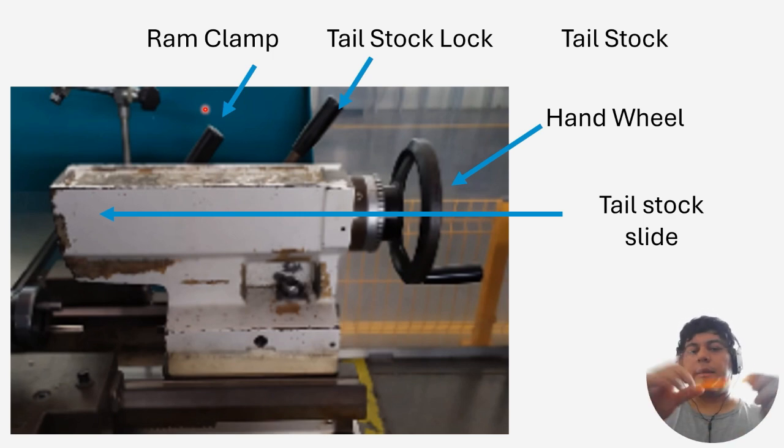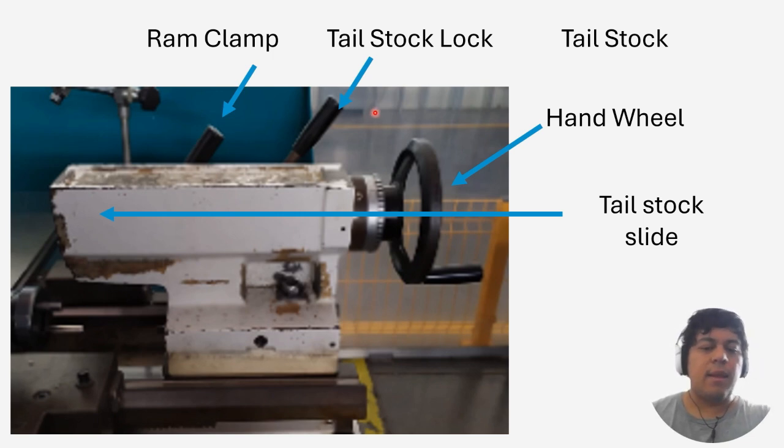The little point is going to be holding the other end of the material. So the ram is going to be holding the center. At the same time, the ram is going to be clamped inside this part of the machine, as you can see on the screen. And this is a lock. That's what we mean by ram clamp.